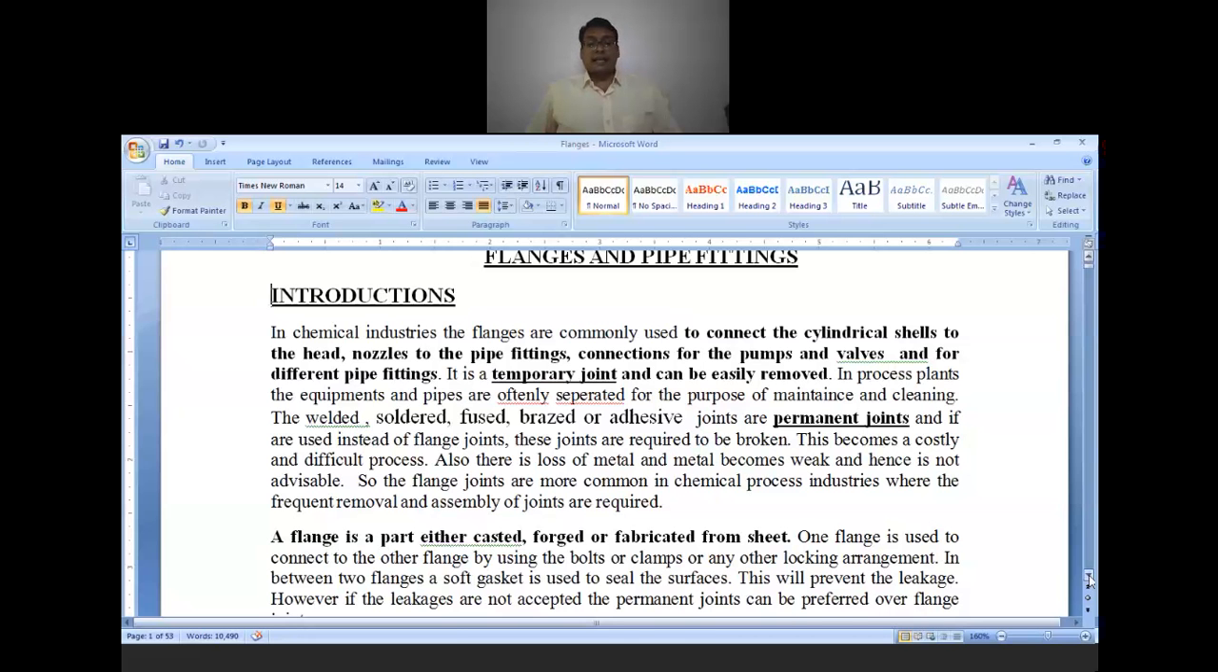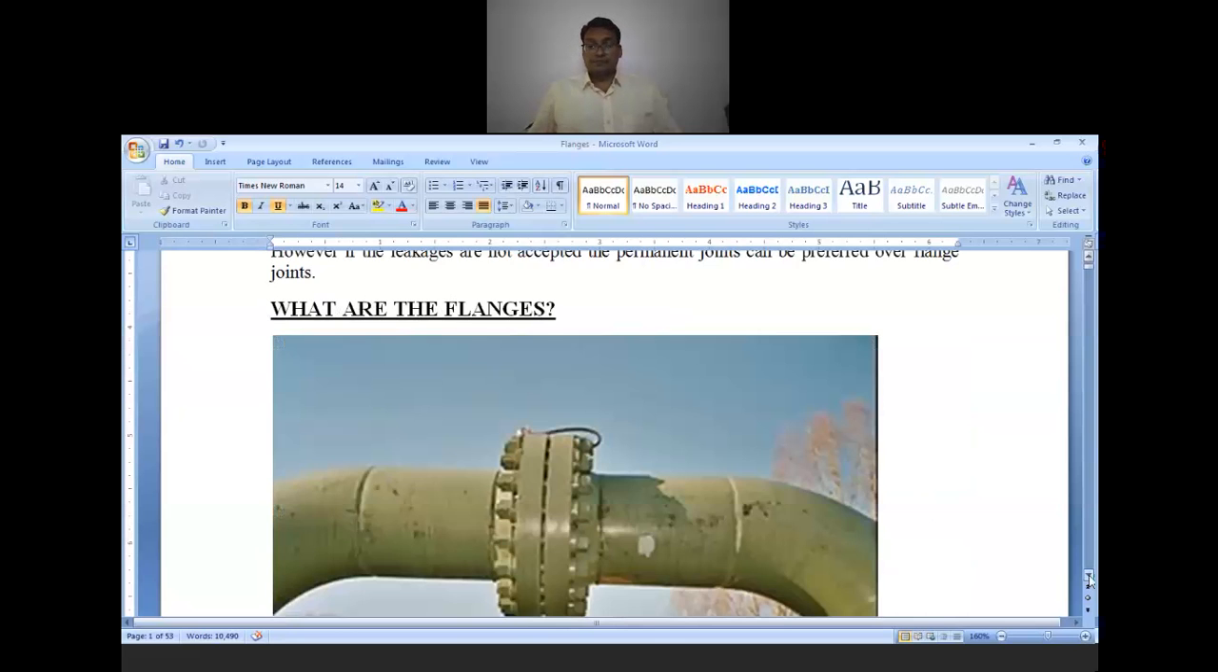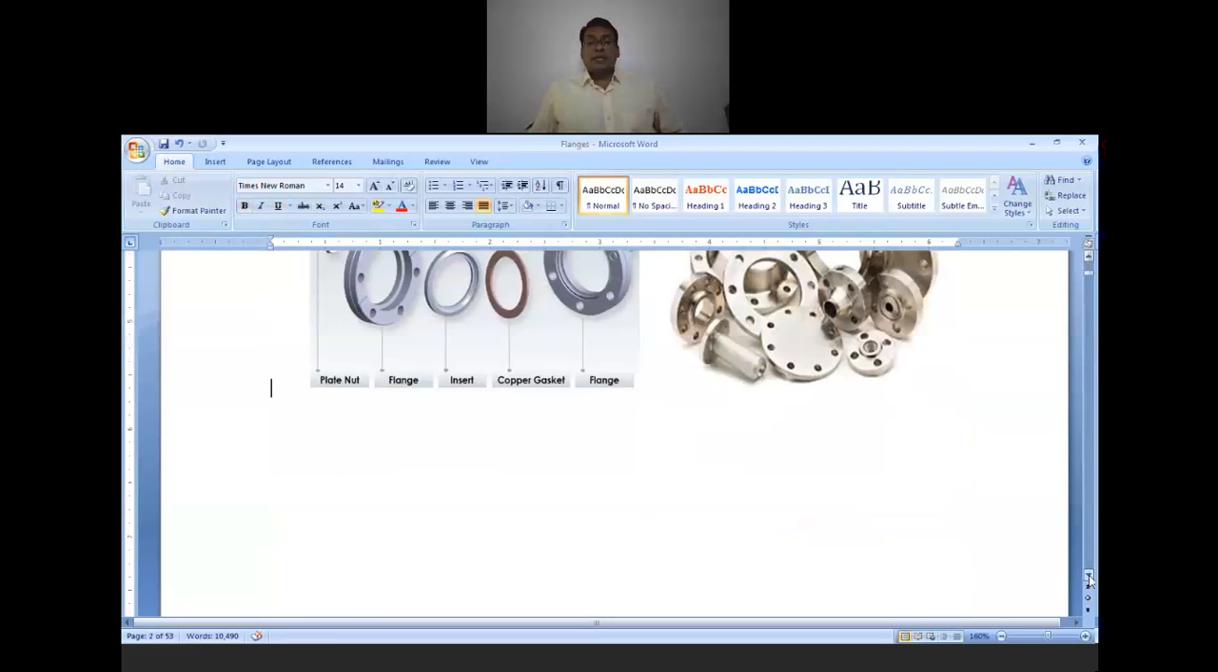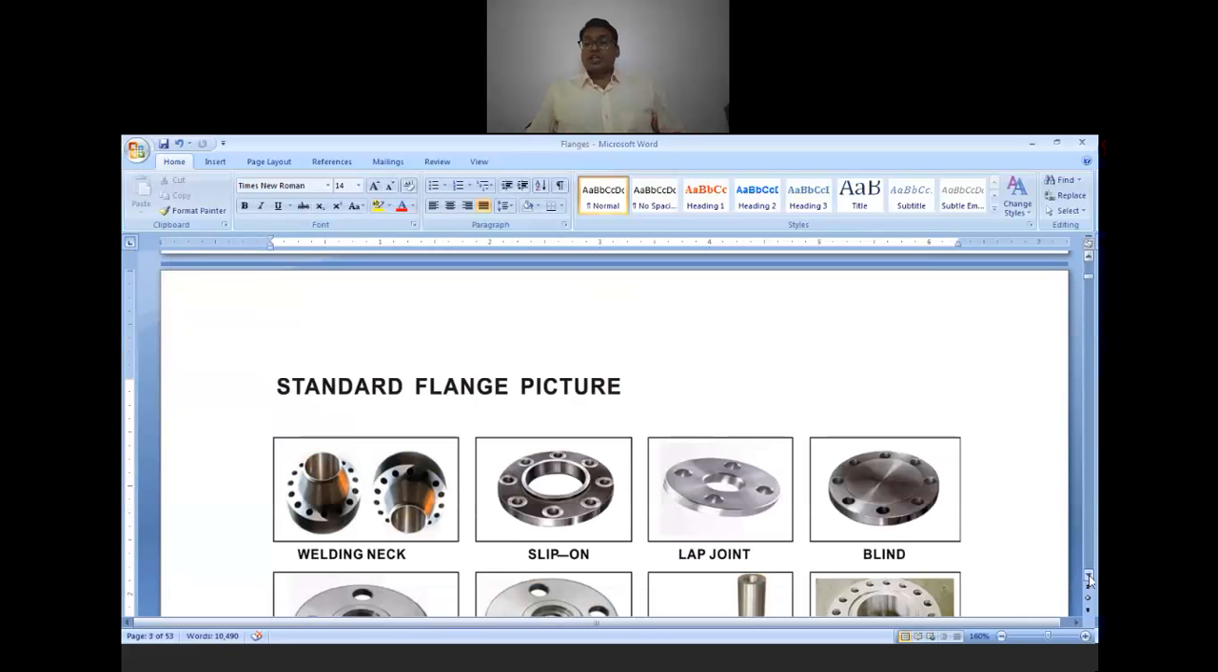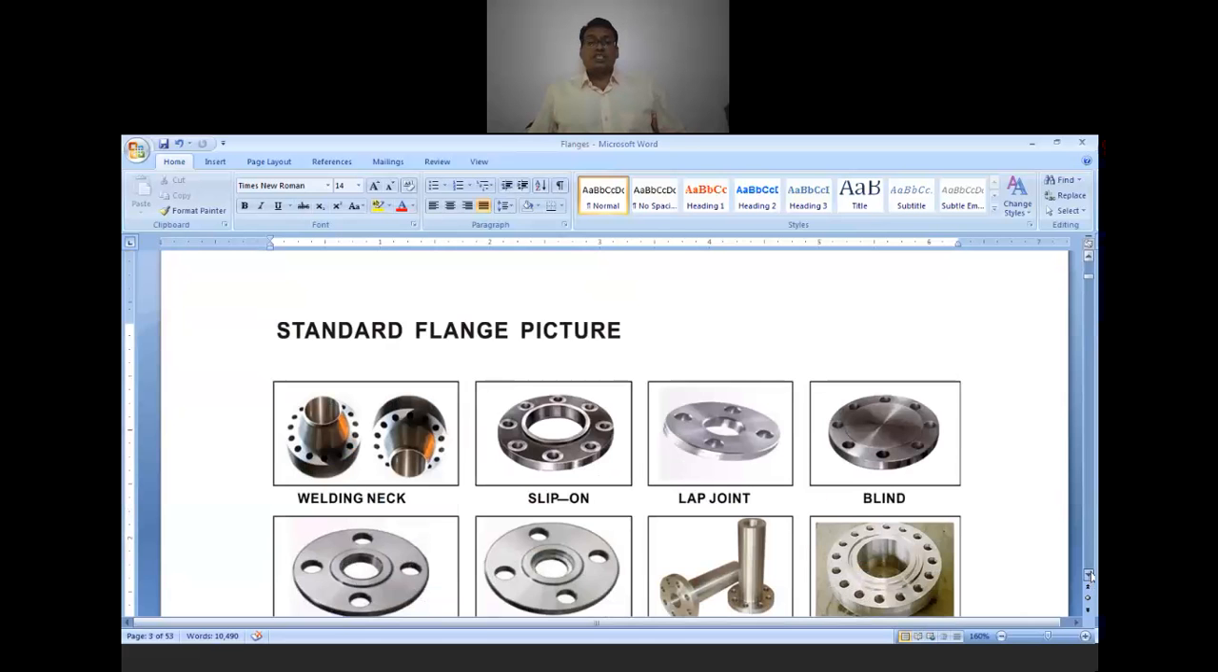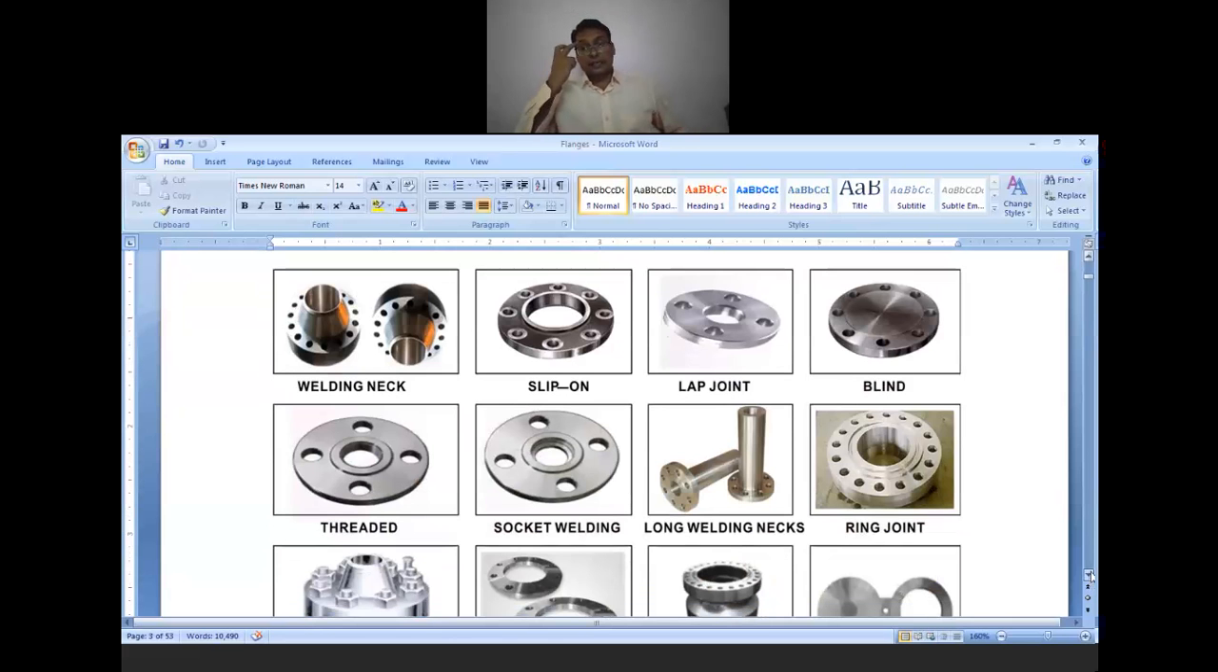A flange is a part either cast, forged, or fabricated from sheets. That means simple sheets are used, and from these sheets you are going to get the flanges. Now look at this blind flange. Here you can see a simple sheet provided with a circular shape, and for the purpose of bolting, provided with holes. So this is the simplest flange.